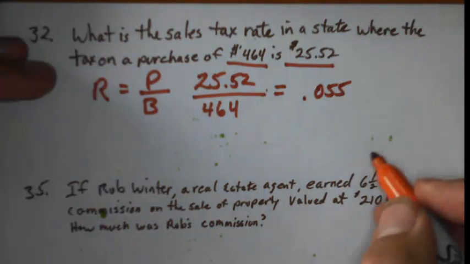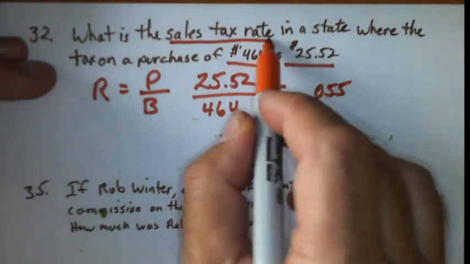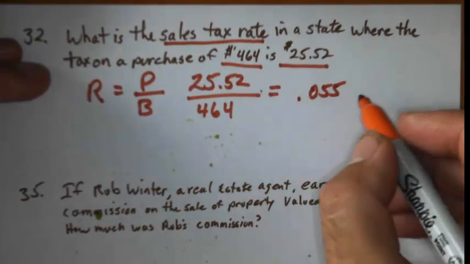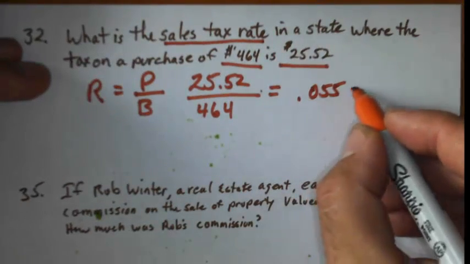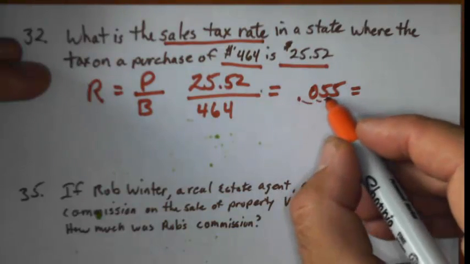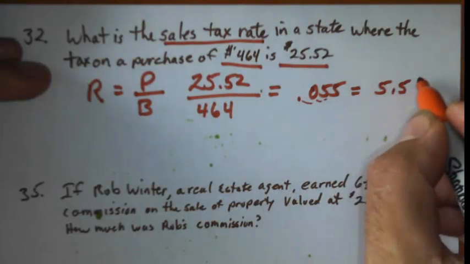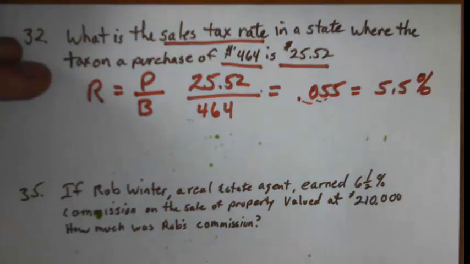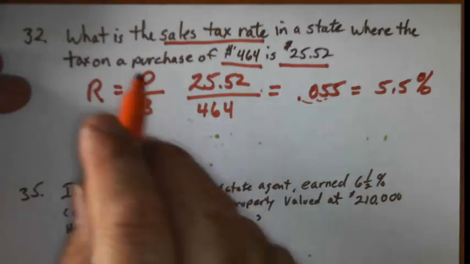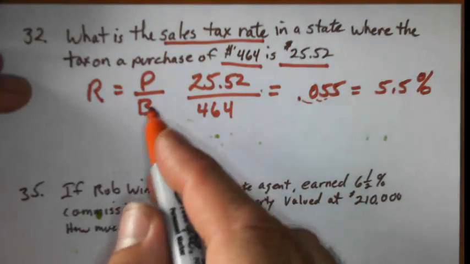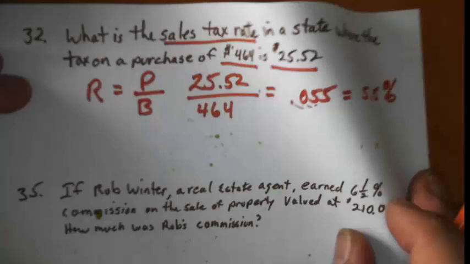0.055. Well, they want to know what the tax rate is. Well, that's the percent, so we need to change that. Excuse me, that's the decimal, so we need to change it to a percent. So we do that by moving it over 2. So we would have 5.5% is our sales tax rate for that particular problem. So is it just going slow, reading through the information and plugging into the type of problem you need?